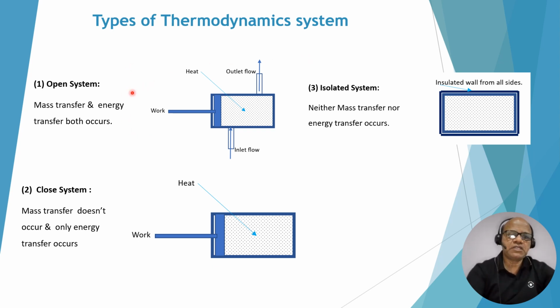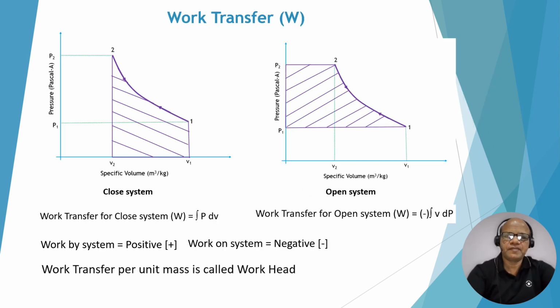Types of thermodynamic systems: open system, closed system, isolated system. In an open system, mass flow or mass transfer occurs. Gas comes in and goes out, and energy transfer occurs as well. In a closed system, mass transfer doesn't occur, only energy transfer occurs. In an isolated system, neither mass transfer nor energy transfer occurs.